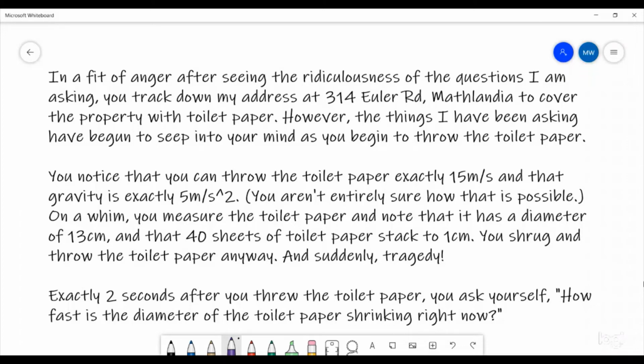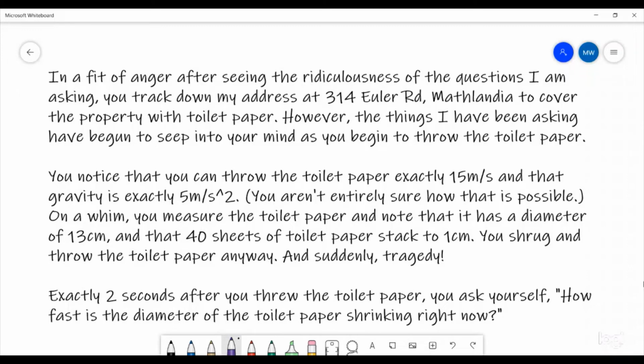Okay, so on a whim, because you are becoming your own worst nightmare. Who wants to go and do this? But on a whim, you measure the toilet paper, and you realize it has a diameter of 13 centimeters, and that there are exactly 40 sheets of toilet paper that stack together to be 1 centimeter thick. You shrug and think, okay, I don't need to know this. I could just put that out of my mind, and you start to throw the toilet paper anyway.